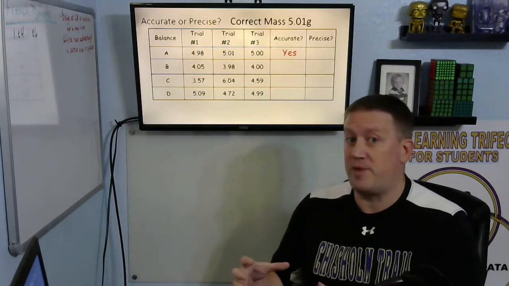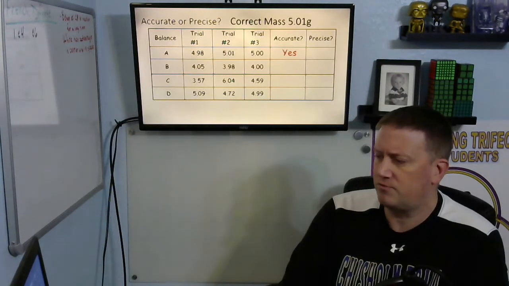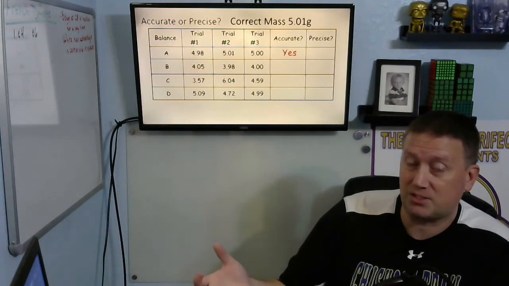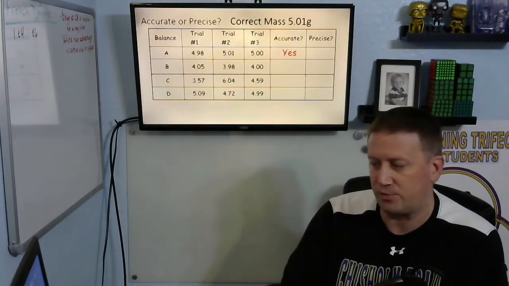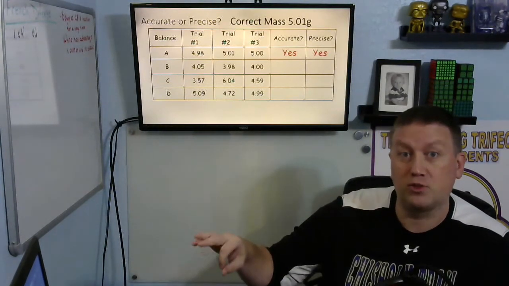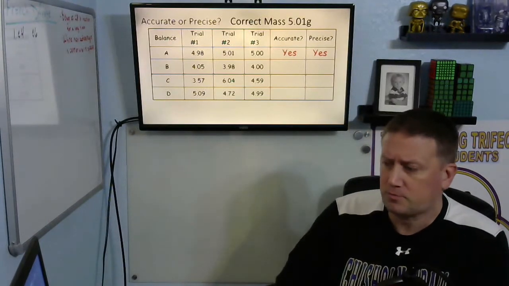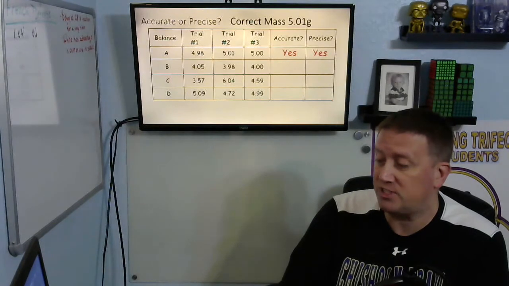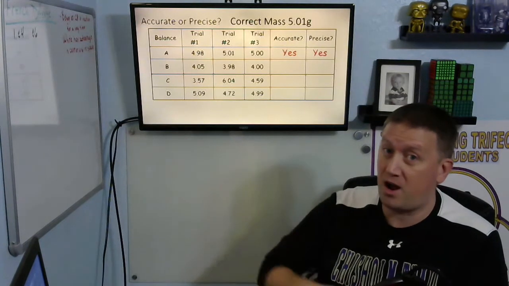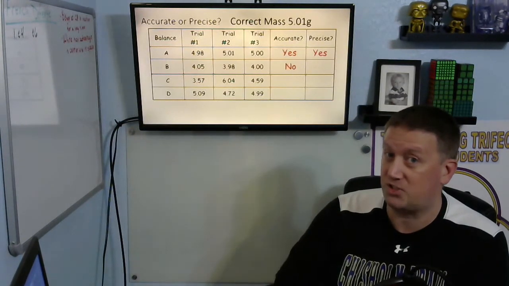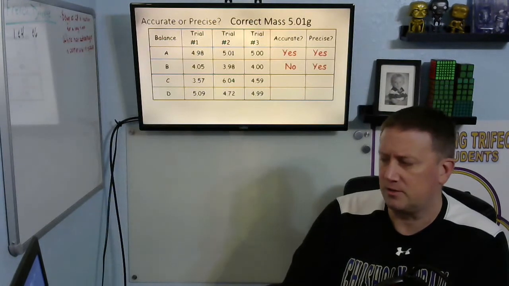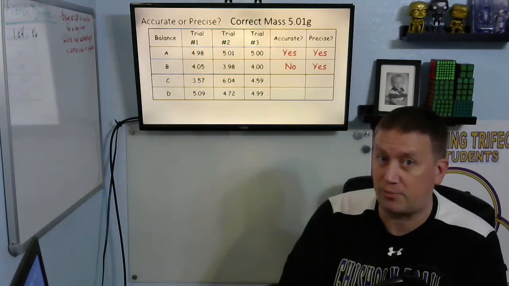Is it precise? Are all the measurements close together? Yeah, for the most part. I mean, they were off by 0.03 of a gram on their first measurement. So yeah, that's precise. So group A was both accurate and precise. Group B had measurements of 4.05, 3.98, and 4.00. These were way off from the actual weight or actual mass. So no, it's not accurate. Is it precise? Yeah, they're pretty close together. So yeah, we would say that these measurements are precise.